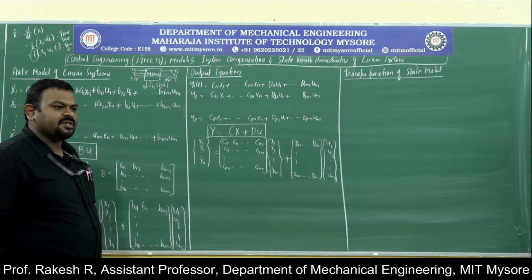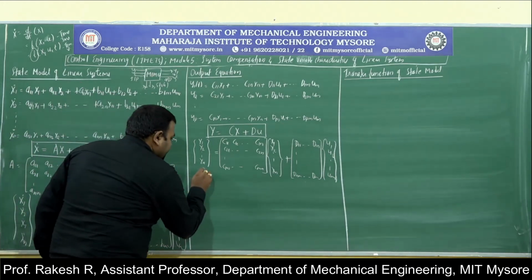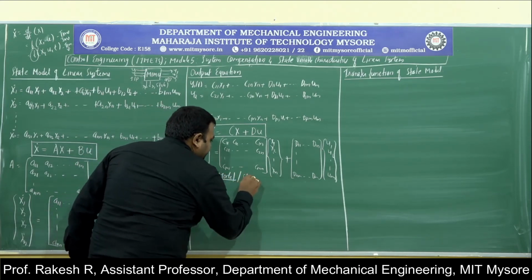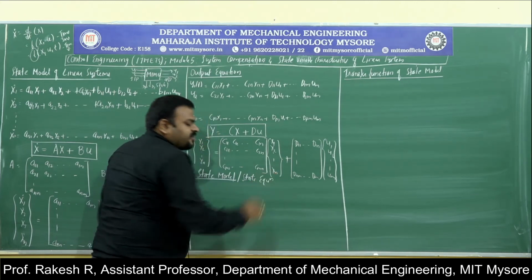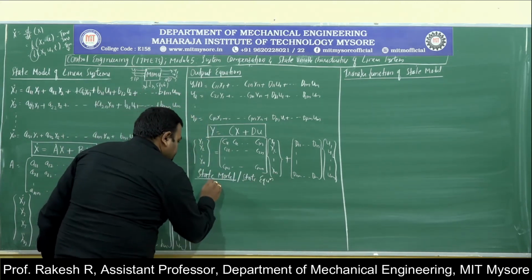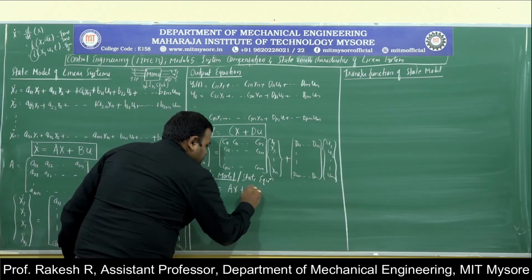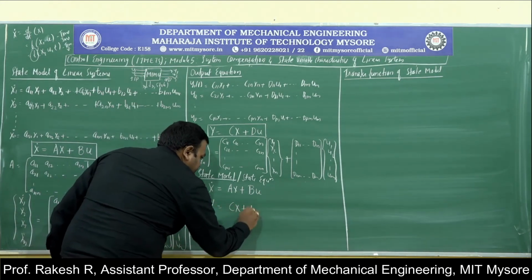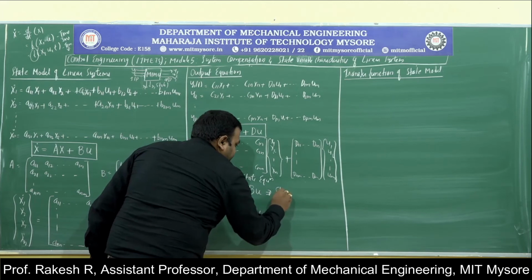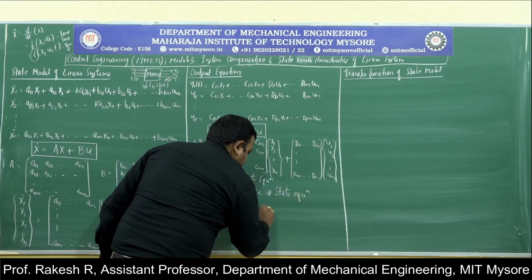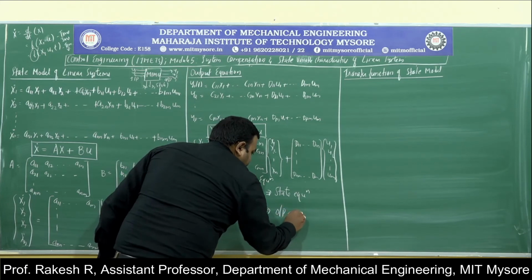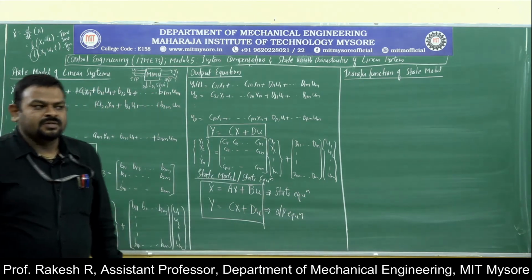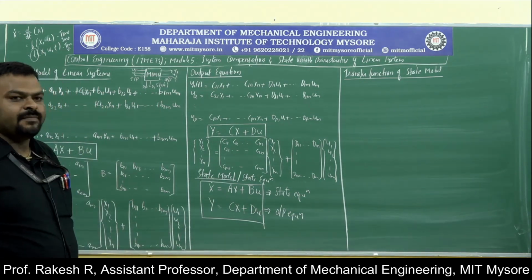So this is how we represent an output equation. If I take a state model or state equation, then x dot will be equal to Ax plus Bu, it is the state equation, then y is equal to Cx plus Du. So this is the state equation and this is the output equation. These two together are called a state model. This is how we will write a state model.